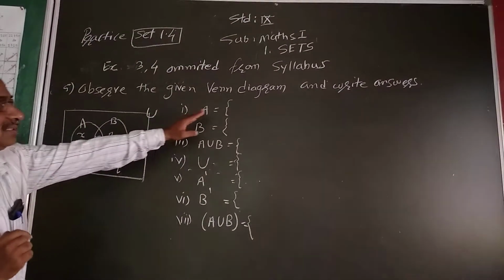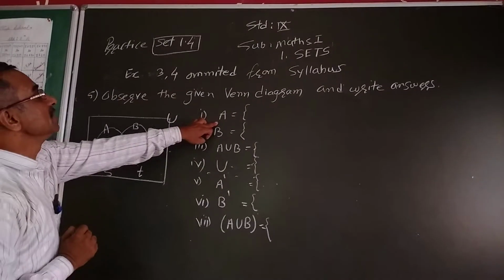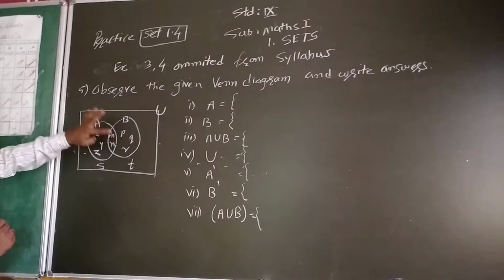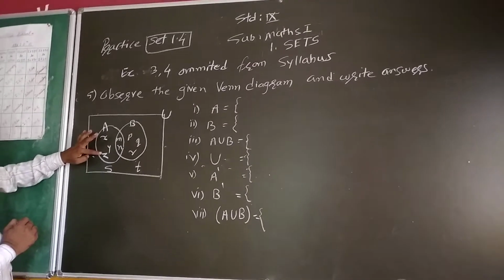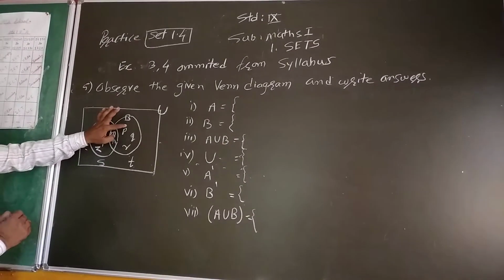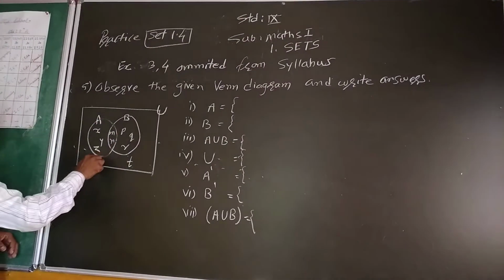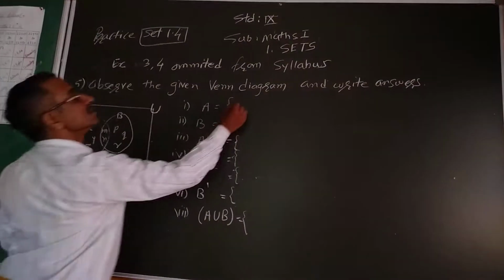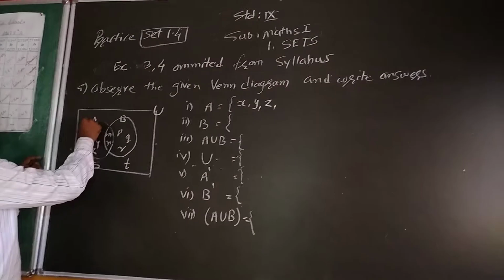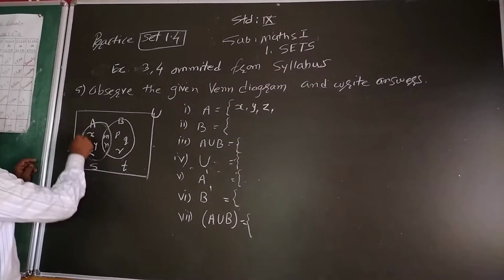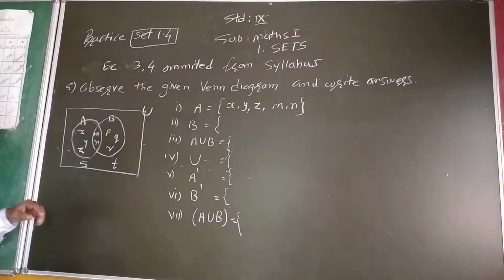So we are writing the elements first. Find out the elements of A. Which are included? This circle is of set A. So X, Y, Z are the common elements for A and B, so they are also included in the total circle. Which are the elements in set A? X, Y, Z, M and N. These elements are included in set A.